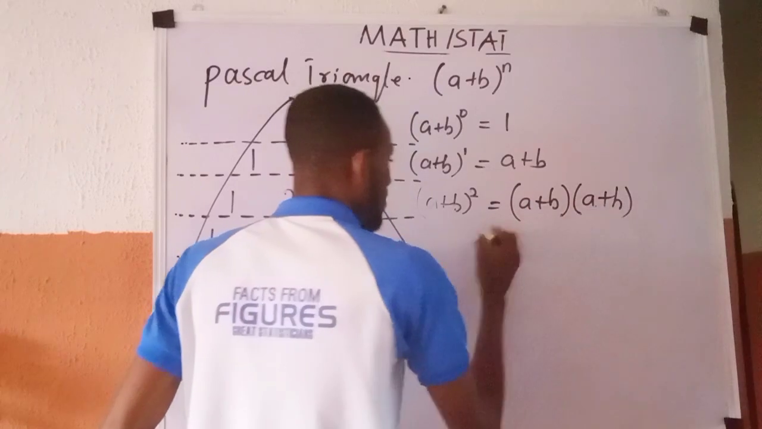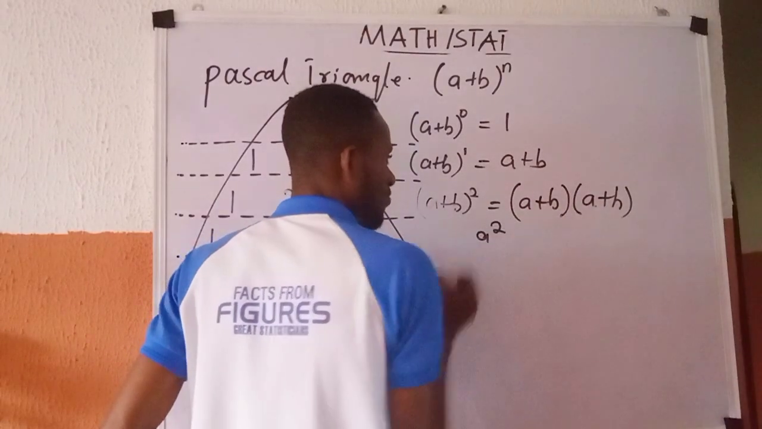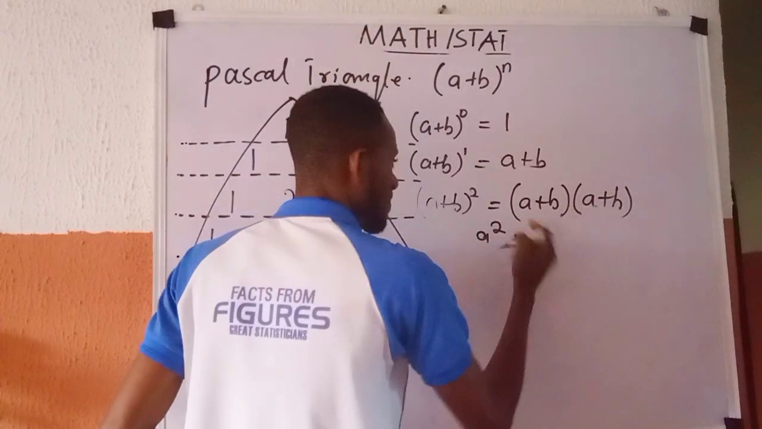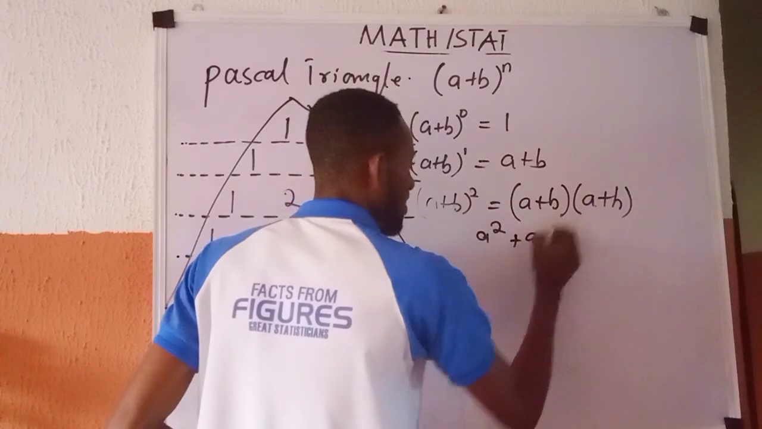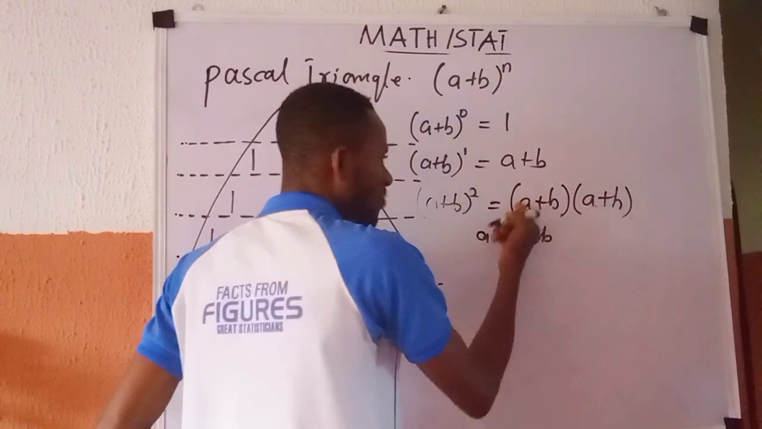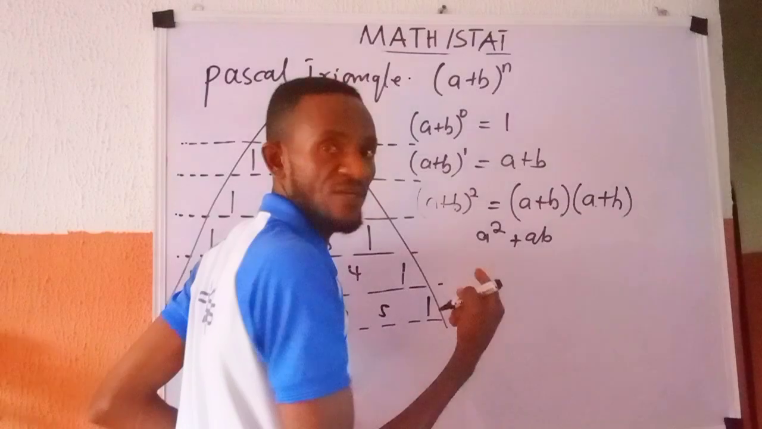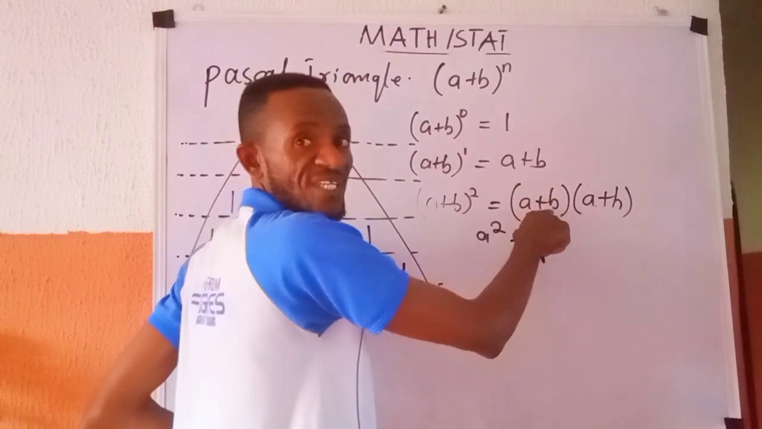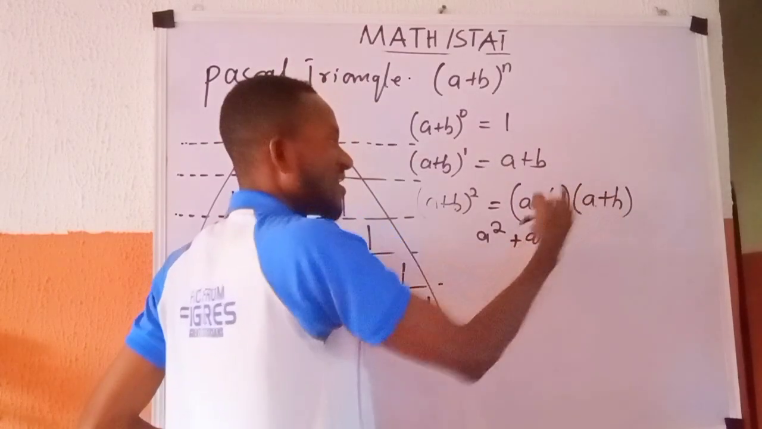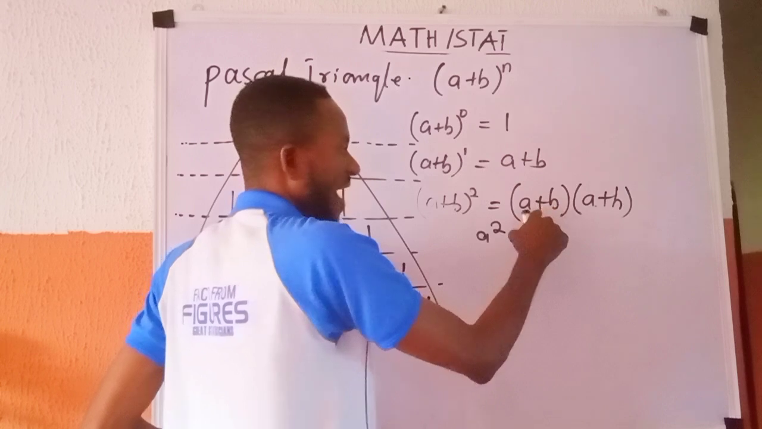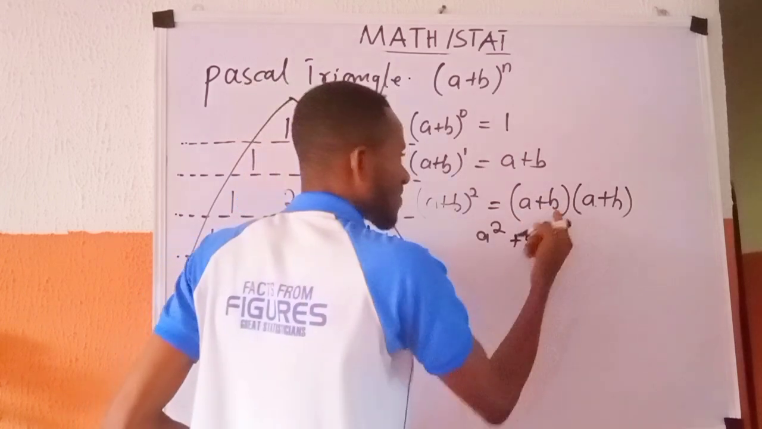So A times A will give me what? A raised to power 2. The sign here is plus. A times B will give me AB. I am done using this A to multiply everything here. So I will now come back here to pick the second entry to multiply everything. The second entry is B that begins with positive sign. So I will write plus.